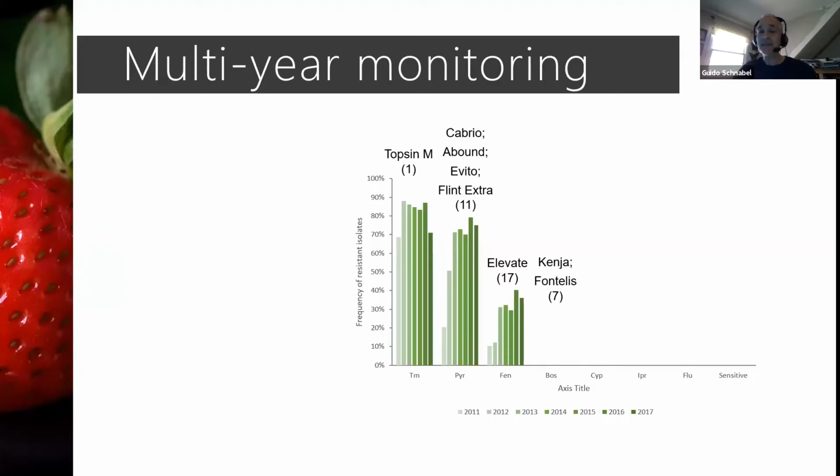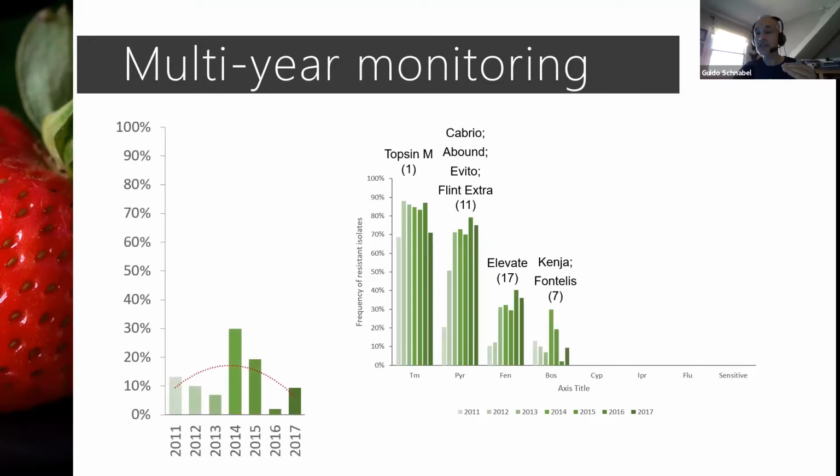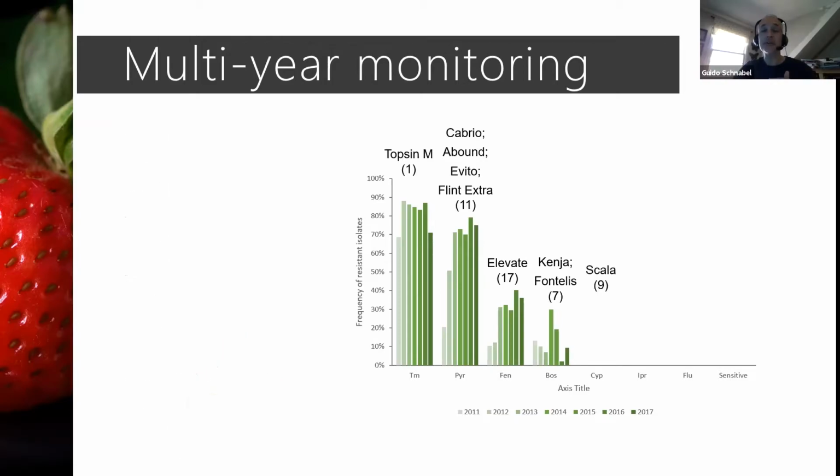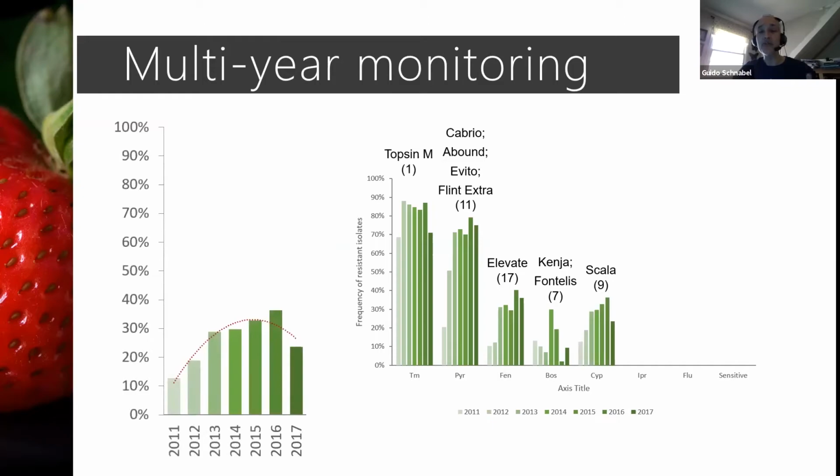Then FRAC 7, a very important FRAC group represented by Kenja and Fontellus. Here we found that actually the resistance level is still fairly low, which is good news. So that's very good news. Then we have Scala, represented by FRAC 9. And here we found that over the years, resistance levels have increased, but sort of stay at the 30% mark, just like with Elevate. So something we can work with. Resistance is there, but it's at a fairly low level.